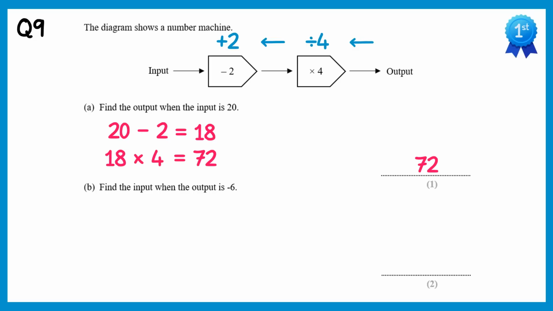So we'll start with -6 and divide it by 4. This gives you -1.5, and then we'll take that and add 2. So -1.5 add 2 is 0.5, and that's the answer. Remember, you do have a calculator for this question to help.